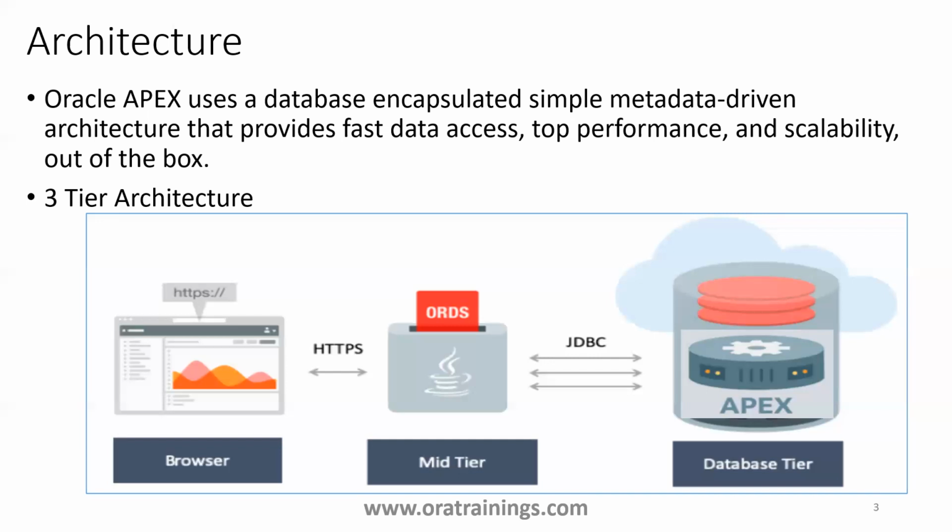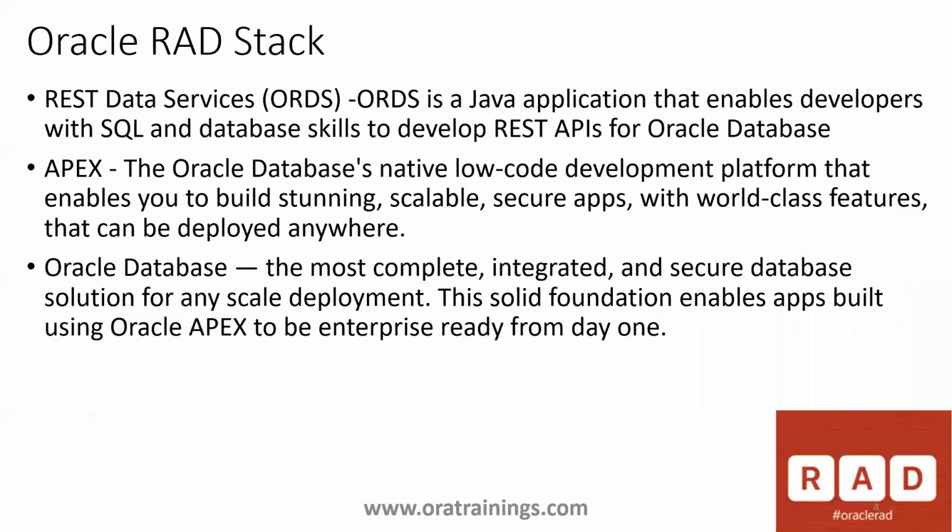Next, when a request is sent to the ORDS layer, it will process it and send that request to the database. First it will send it to Apex, and from there it will hit the respective data source. Then the response will be sent back from the ORDS, the middle tier, and then to the browser. So this is how the request flows from a browser to the database.